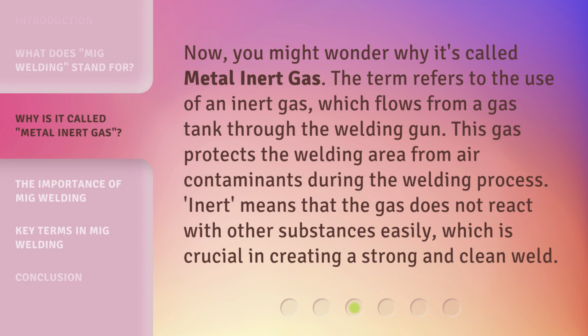Now, you might wonder why it's called metal inert gas. The term refers to the use of an inert gas, which flows from a gas tank through the welding gun. This gas protects the welding area from air contaminants during the welding process. Inert means that the gas does not react with other substances easily, which is crucial in creating a strong and clean weld.